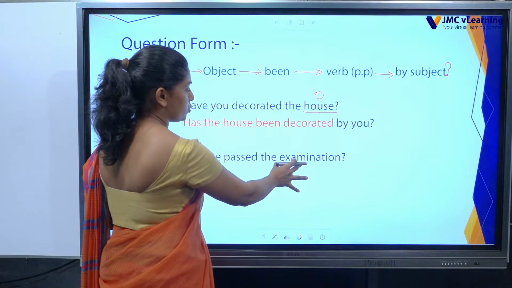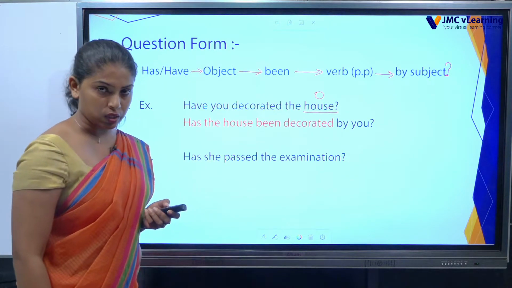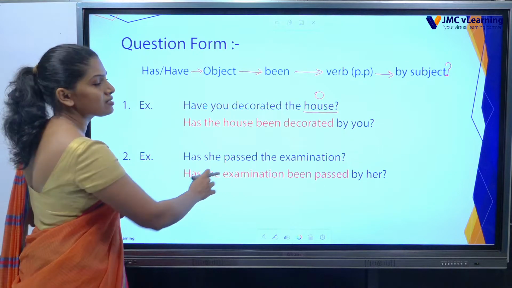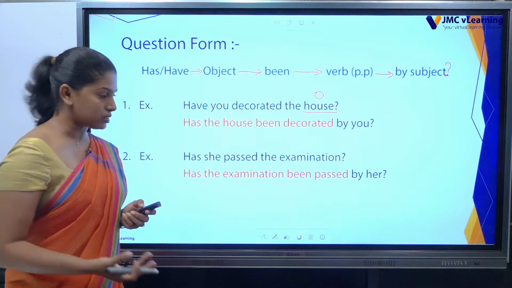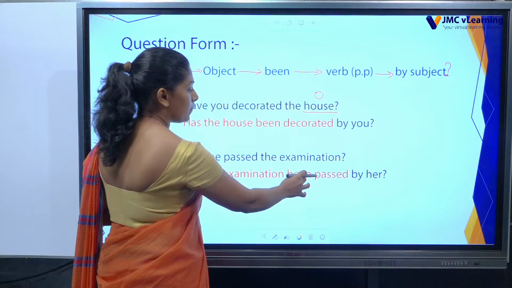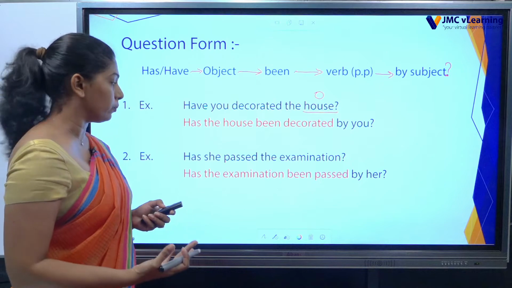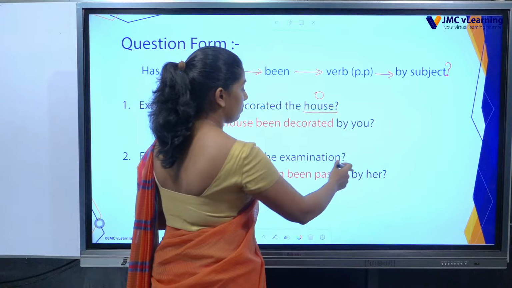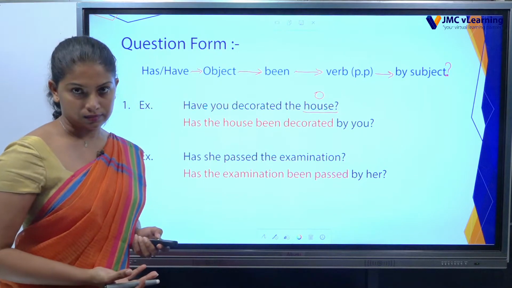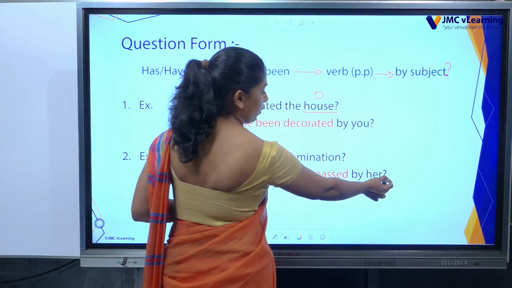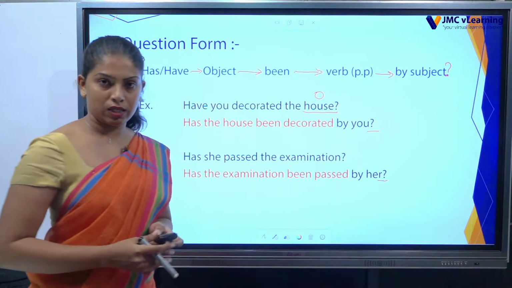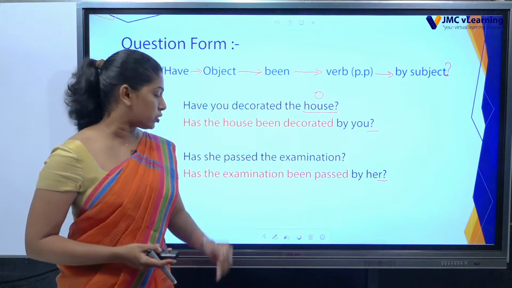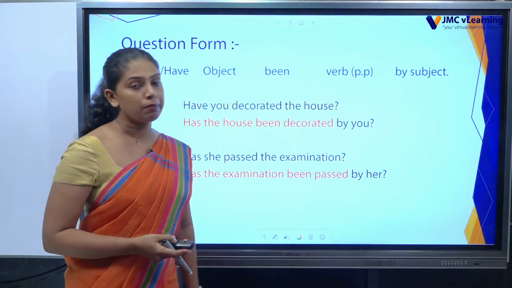First we have to find the object, that is the examination, and that is singular. So we have to make the question using has the examination, because that is a singular thing. So has the examination been passed? That is how we form the sentence: helping verb, then verb in past participle. Has the examination been passed by whom? By her. So we are asking a question. Finally we have to put a question mark. So this is how we can make positive, negative and question form of present perfect tense in passive voice.